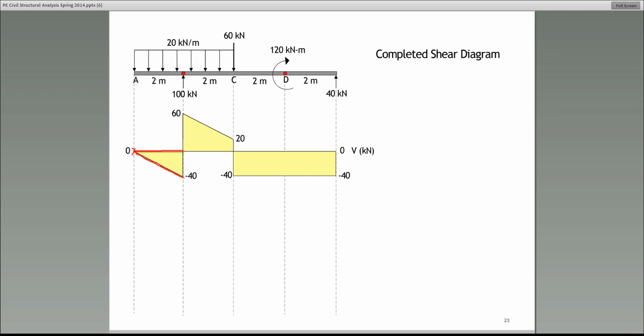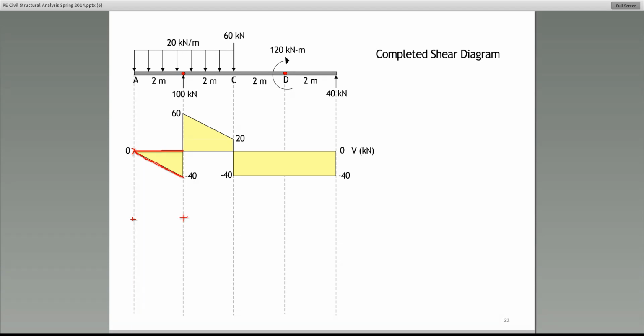SFD? Is that a shear? I don't know what SFD is. All right, several of you are saying parabola. Yeah, a second degree curve is indeed a parabola. So we would expect from A to B the moment diagram would be a second degree curve, which is a parabola.